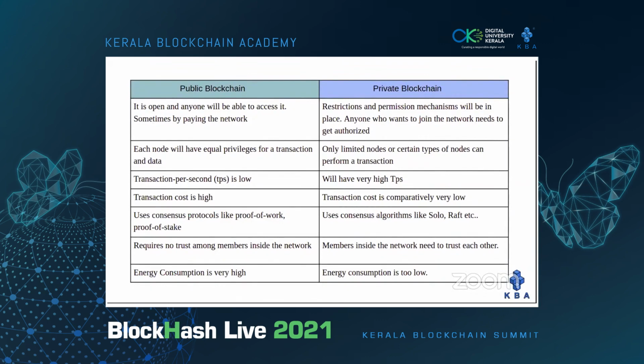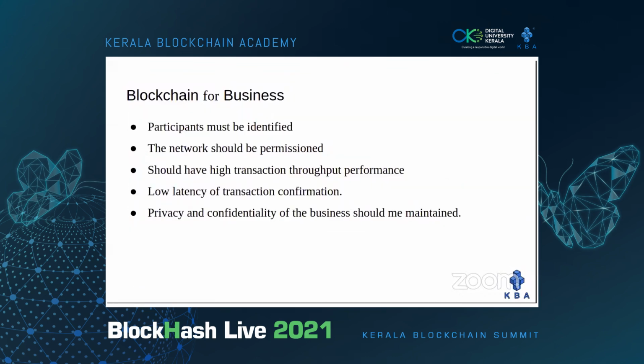So these are some pros and cons, and these are the major differences between the public blockchain and the private blockchain. So if you want to build a blockchain for a business, since a business is a consortium network where a set of people are fixed, there should be some access control, there are some issues of confidentiality, and there needs to be some security as well, everything.